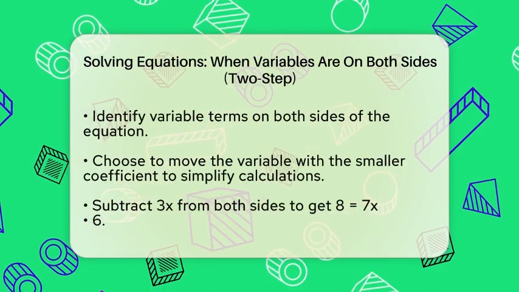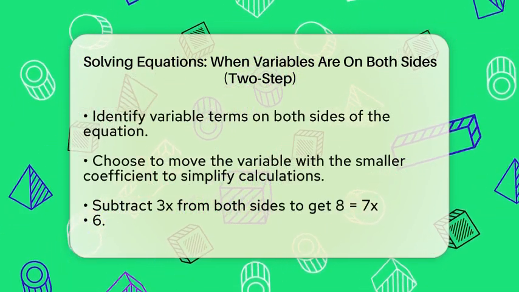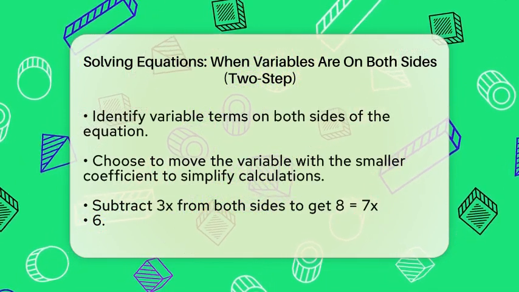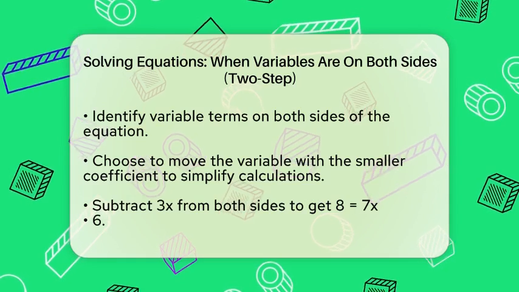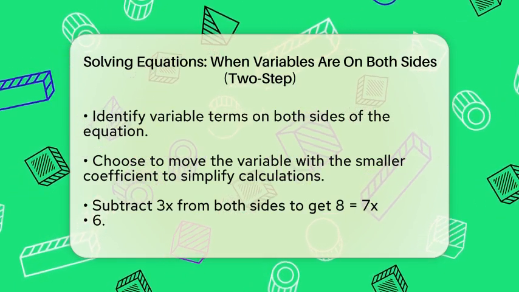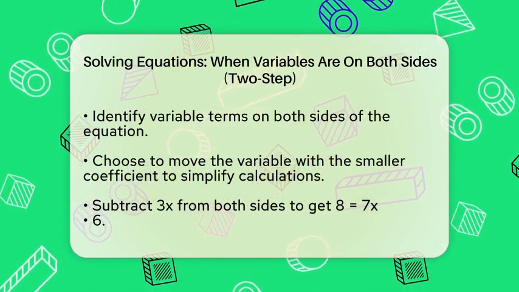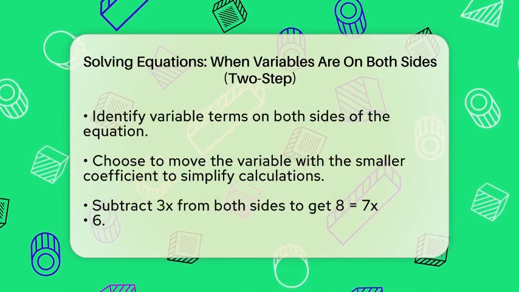For example, in the equation 3x + 8 = 10x - 6, the variable is present on both sides. Next, choose to move the variable with the smaller coefficient. This helps avoid negative numbers. To do this, subtract 3x from both sides. This gives you 8 = 7x - 6.